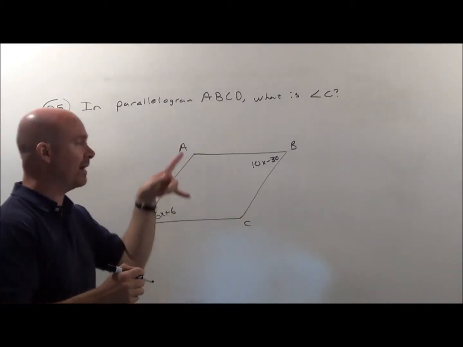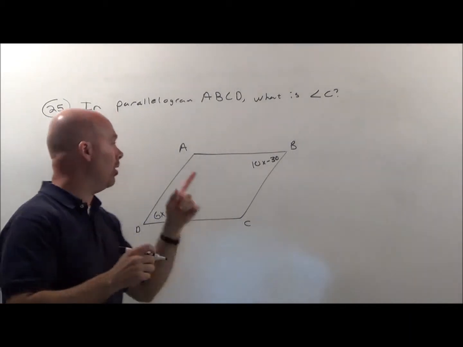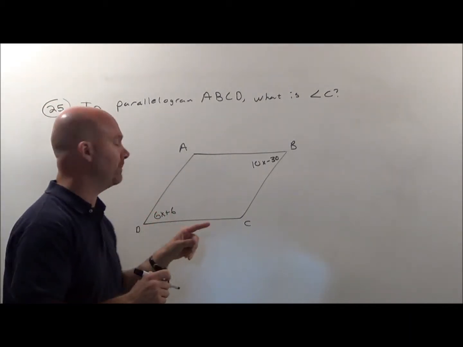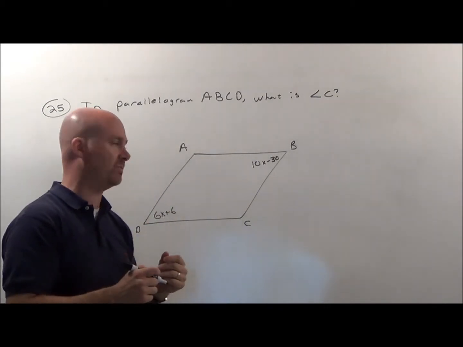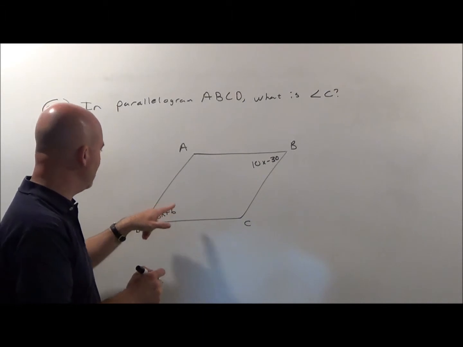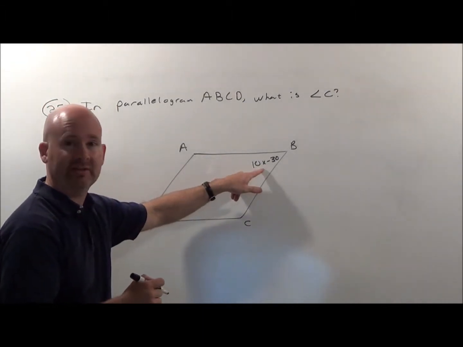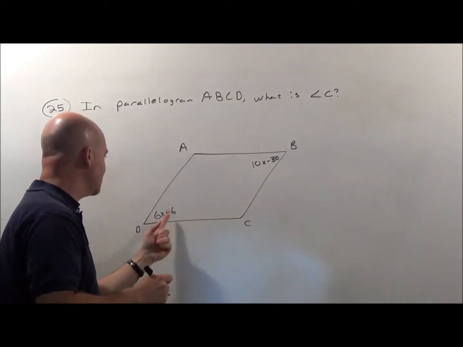Now in a parallelogram, just as the word implies, opposite sides are parallel. Also, what's always true with a parallelogram is opposite angles will always be equal in measurement. So I know that this corner and this corner are equal. I know that the 6x plus 6 must equal 10x minus 30. I'm going to set them equal and solve for x to get these measurements.